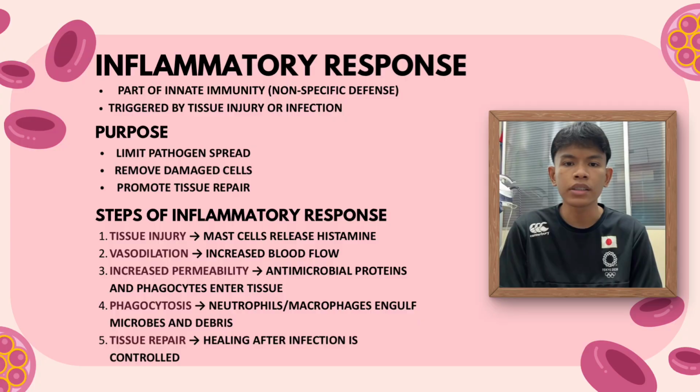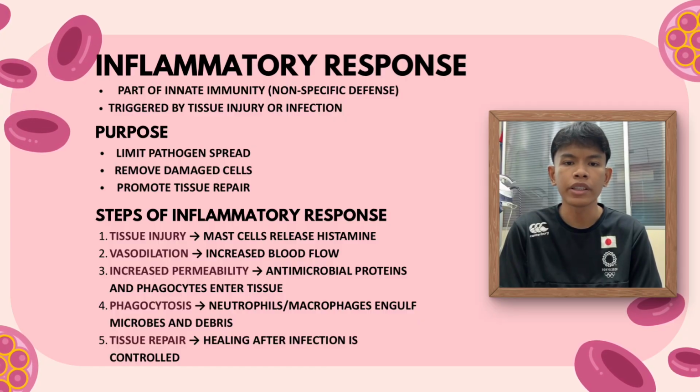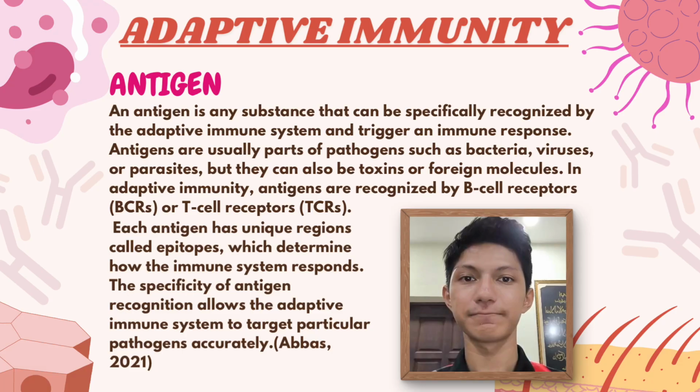Everything we've discussed culminates in the inflammatory response, which is triggered by tissue injury or infection. Its purpose is to limit the spread of pathogens, remove damaged cells, and promote tissue repair. The sequence is as follows. Tissue injury causes mast cells to release histamine. This leads to vasodilation. So now we will move on to the adaptive immunity.